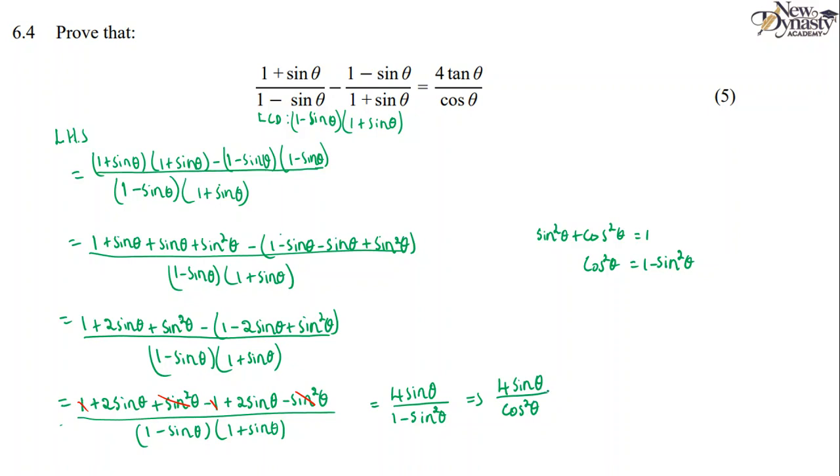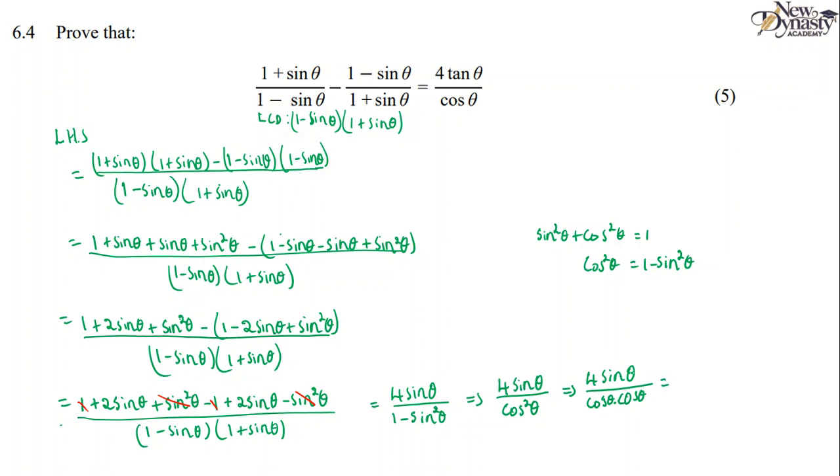Yes, and that's that. So we're going to have 4 sine theta. I'm going to separate the cos squared theta as cos theta multiplied by cos theta, so that sine over 1 of the cos theta is going to turn into tan.